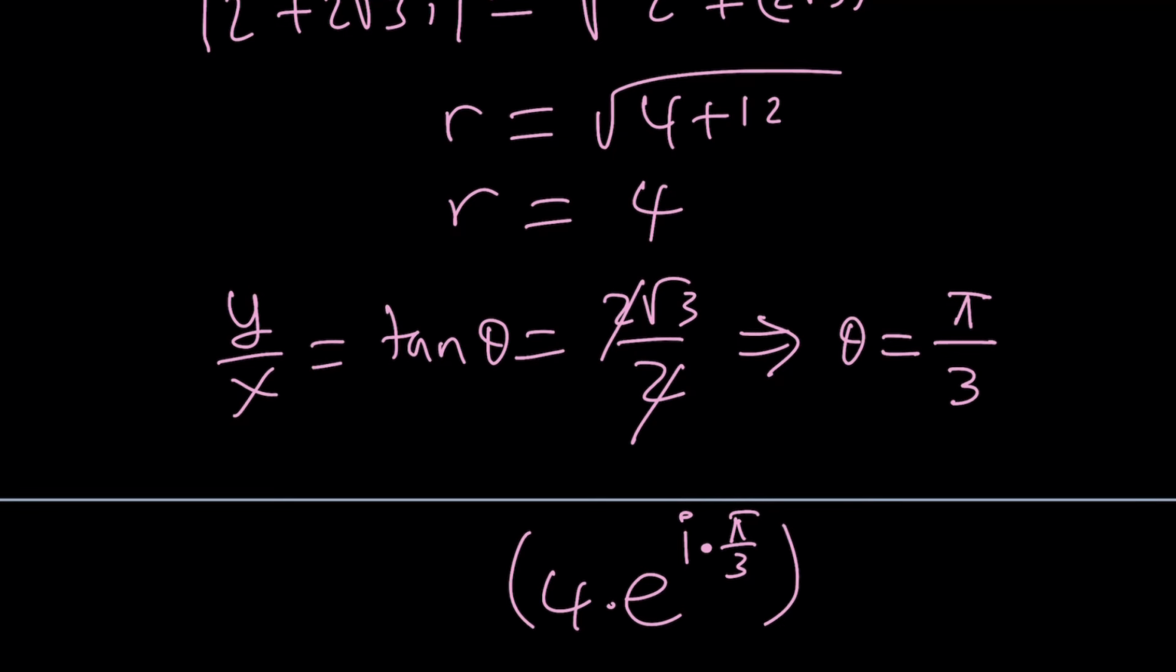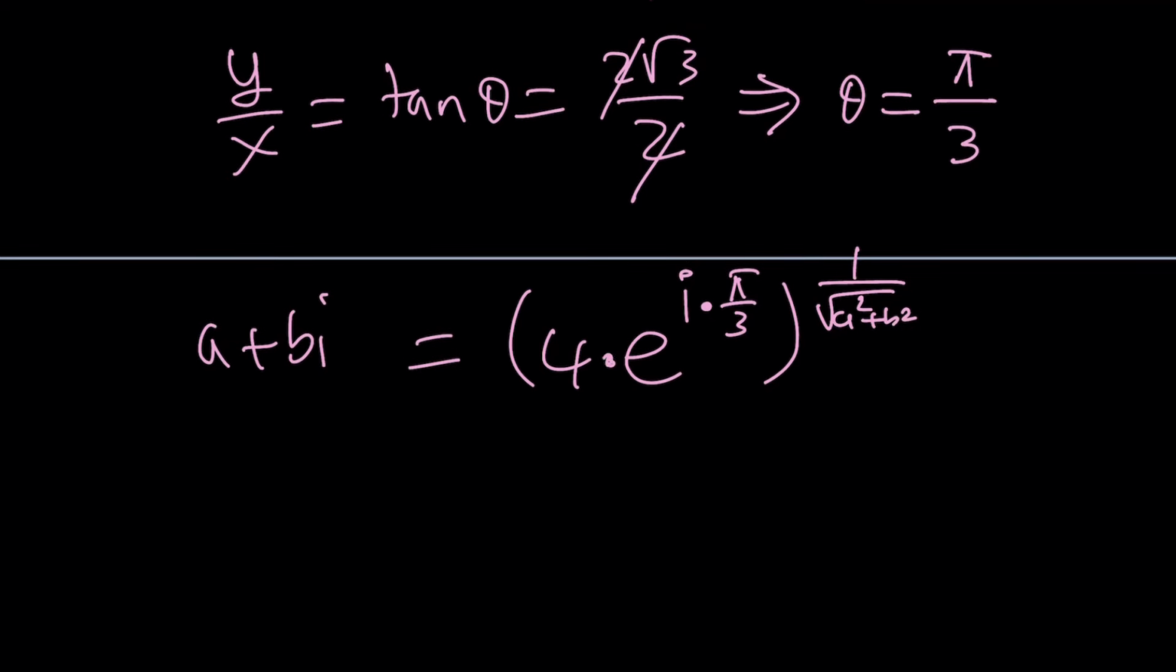And then I need to raise it to the power 1 over square root of a squared plus b squared, and then this should equal a plus bi. Nice. So here's one thing I'm thinking about. 1 over something usually means the root. And since the square root of a squared plus b squared is real, we're talking about some real roots here. Real valued roots or positive roots.